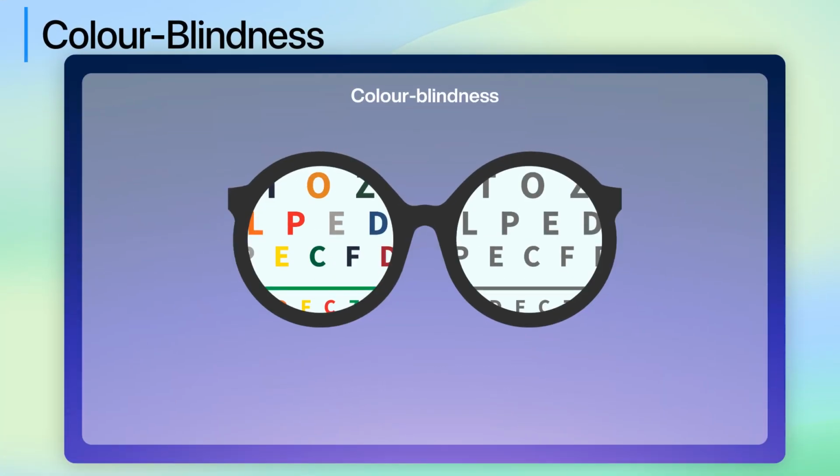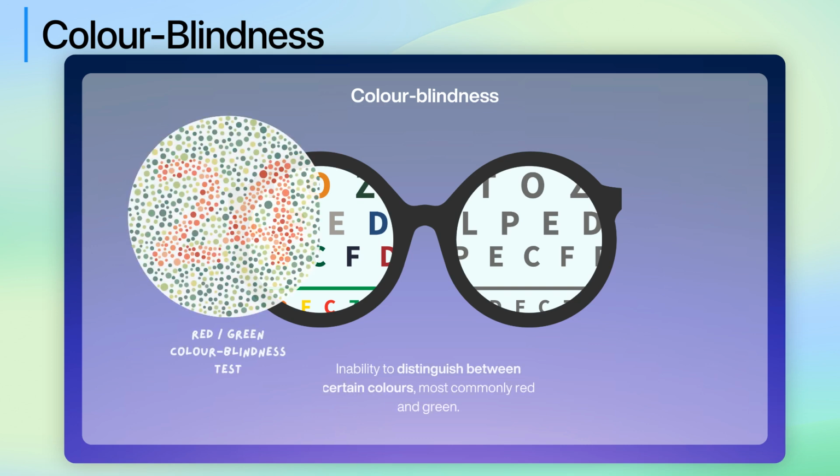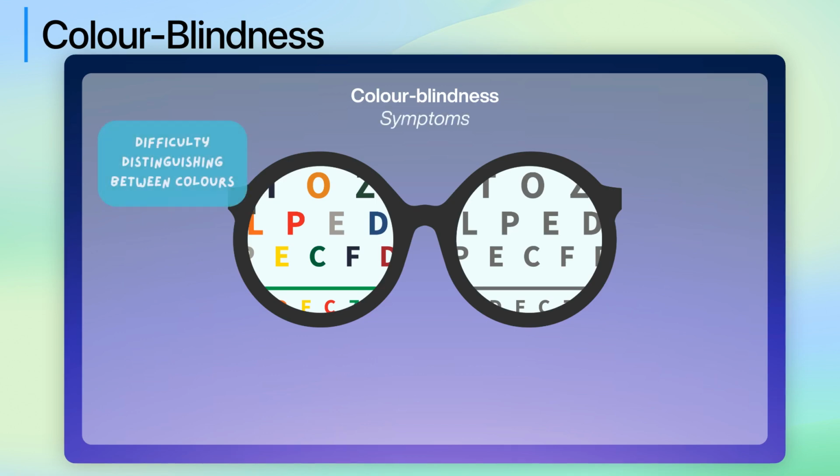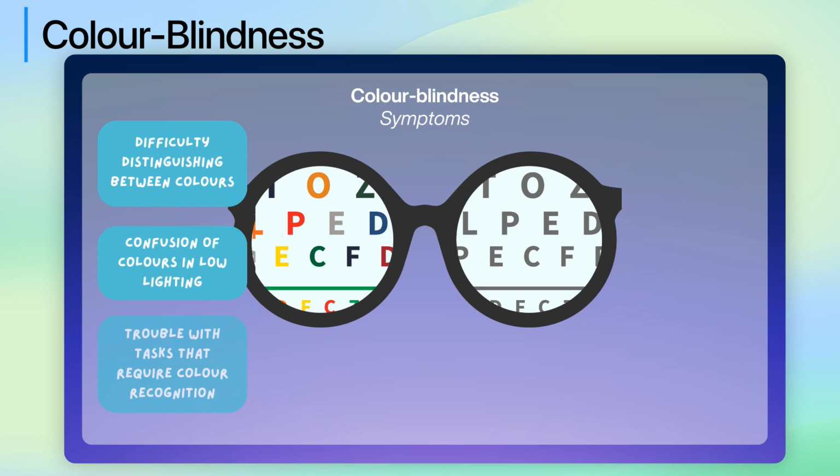Color blindness is the inability to distinguish between certain colors, most commonly red and green. This condition is usually genetic and affects the cones in the retina that are responsible for color vision. Symptoms include difficulty distinguishing between colors, confusion of colors in low lighting, and trouble with tasks that require color recognition.